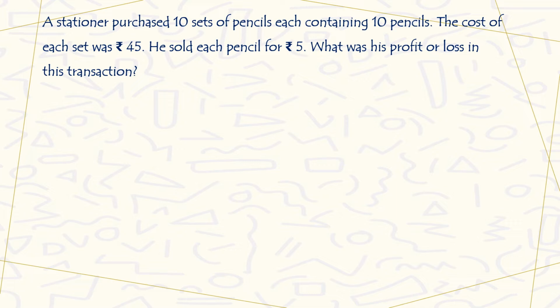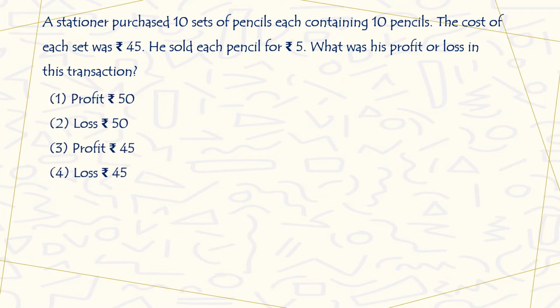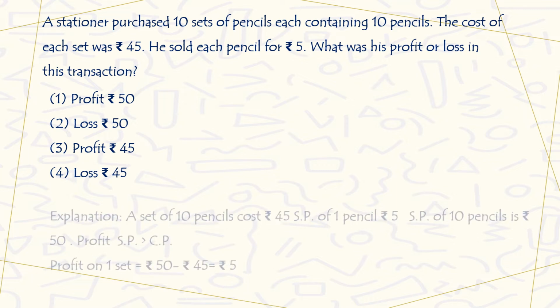He sold each pencil for 5 rupees. मतलब वो सेट के अंदर से उसने एक एक पेंसिल को 5-5 रुपए के लिए बेचा. What was his profit or loss in this transaction? So you have to first find out whether it was a profit or a loss, and whether it was a profit of how much or loss of how much. ठीक है? So first we will find out. See the options here. Profit of rupees 50 or loss of rupees 50, profit of rupees 45 or loss of rupees 45. Let us see the explanation.